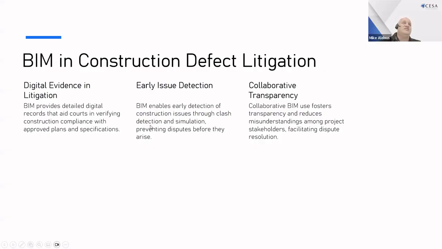So just make sure that whatever is in the BIM, you can defend and think of it in the sense of, would you put it on a billboard outside your house, very much like your Facebook posts, etc. It needs to be robust, and it needs to be fit for purpose, and it needs to be defendable and complete. Then that brings us to collaborative transparency. So collaborative BIM use fosters transparency and reduces misunderstanding of the project stakeholders, facilitating dispute resolution. However, one needs to make sure that the information going into the common data environment is correct.